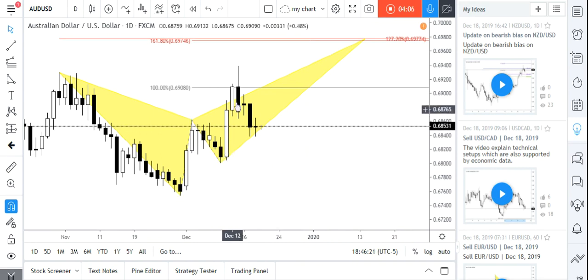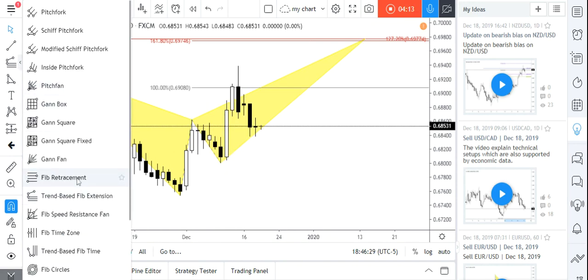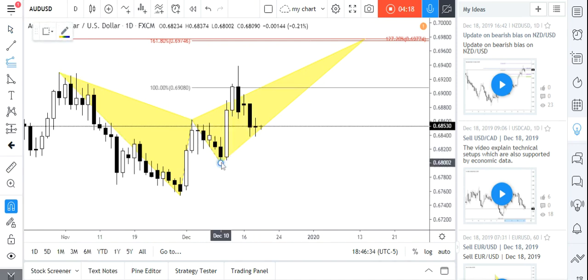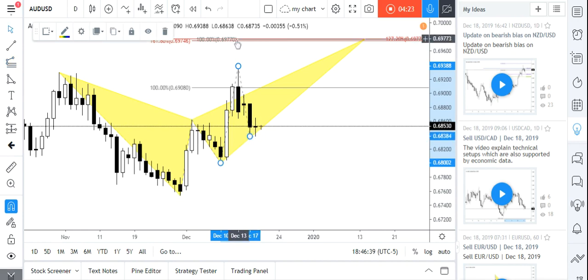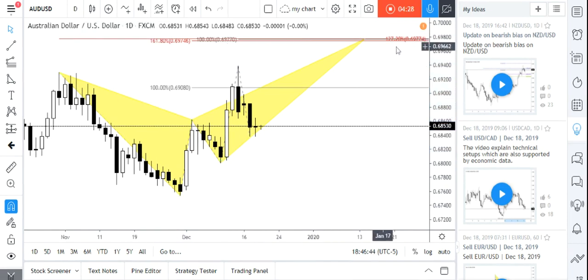And there is another ABCD. If we consider this one, A, B, C, D, then this AB equals CD is coinciding at the same area. A, B, C, and then the D is coinciding at the 100%. AB equal to CD, 69.77. So this is making a resistance cluster around 69.74 to 69.77. This is where we will put our take profit target if we get an opportunity to buy the Australian dollar after the release of data today. So that's about AUD USD.